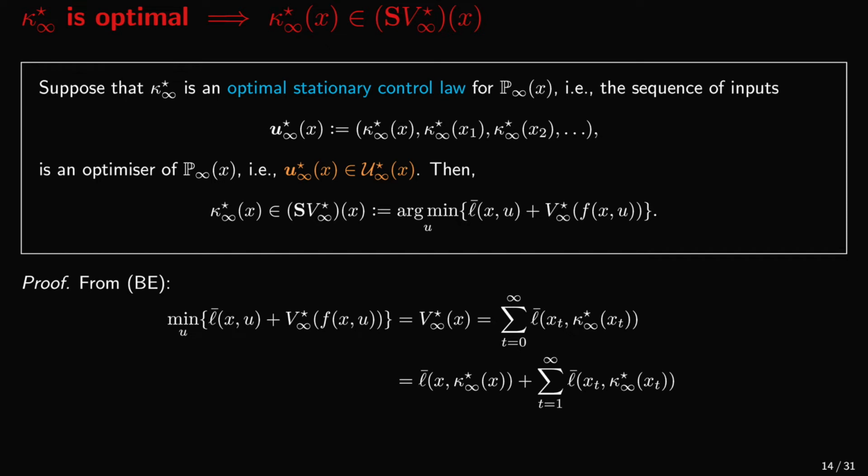time 1 to infinity. We see now that this sum is v infinity star evaluated at t equals 1, that is f of x comma kappa infinity star of x. Now compare this expression with this one. We see that kappa infinity star is indeed a minimizer, and this completes the proof.